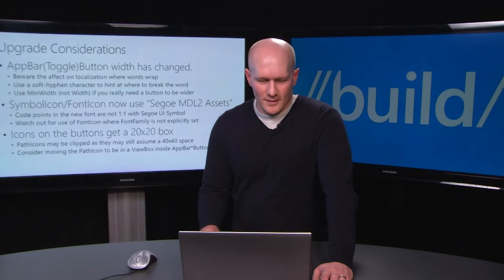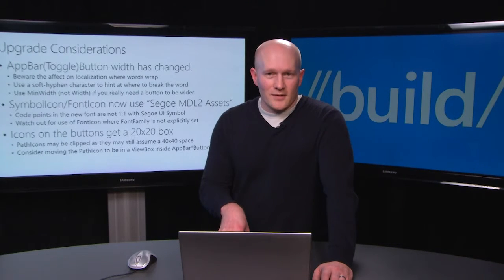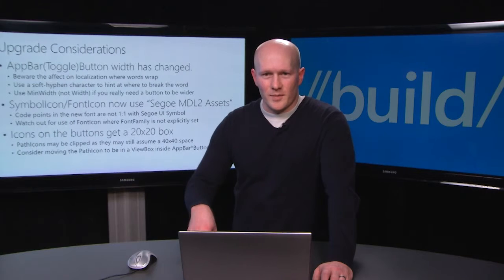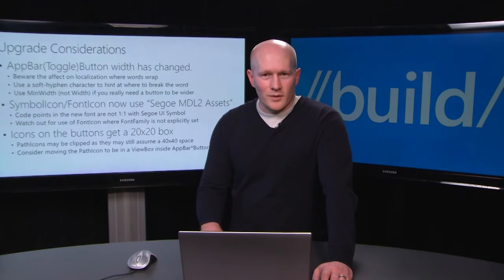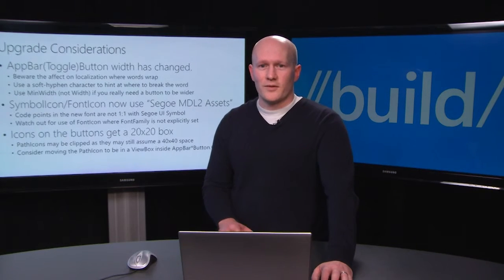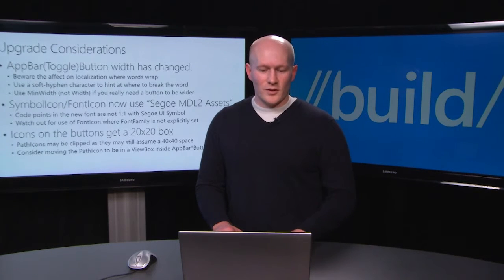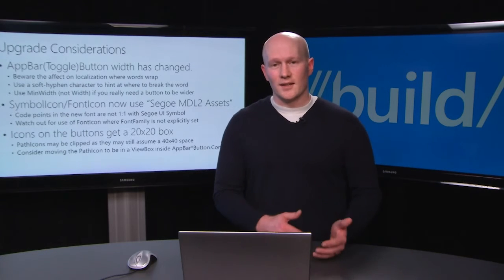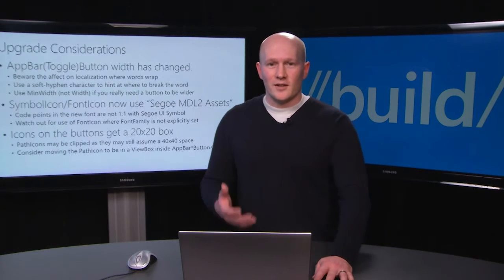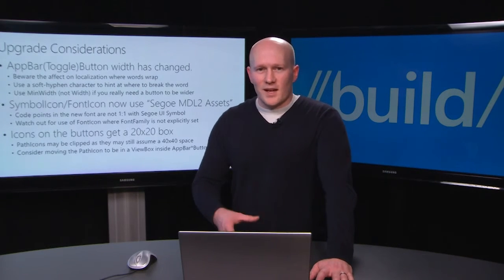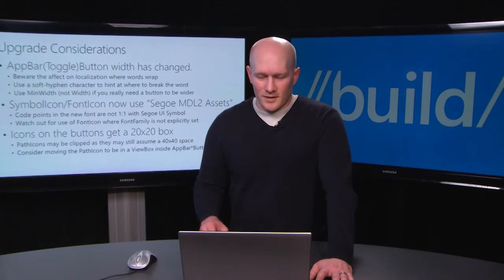Now, those icons themselves and the buttons, they have a smaller space. It's now a 20 by 20 box. So if you're using something like a path icon on Windows or phone, which assumed a 40 by 40, you may find that now your icon's getting clipped. So one of the things you can do is just take that path icon and assign it as the content of the button and wrap that in a view box. And it won't be the same size, but at least you won't get your icon being clipped.